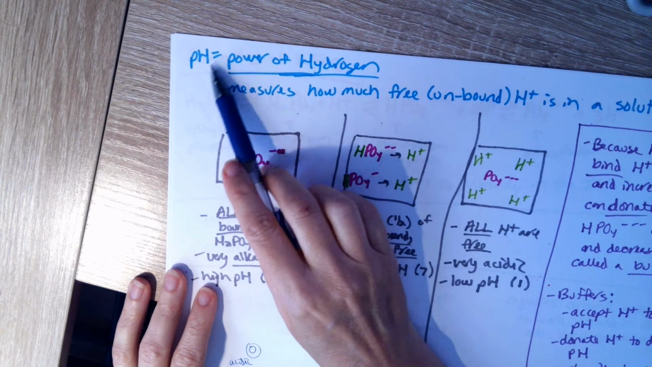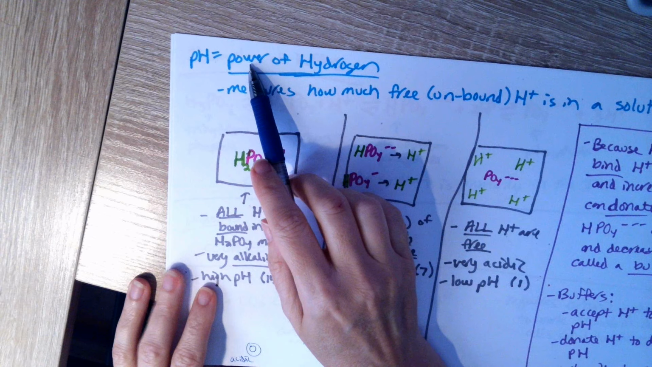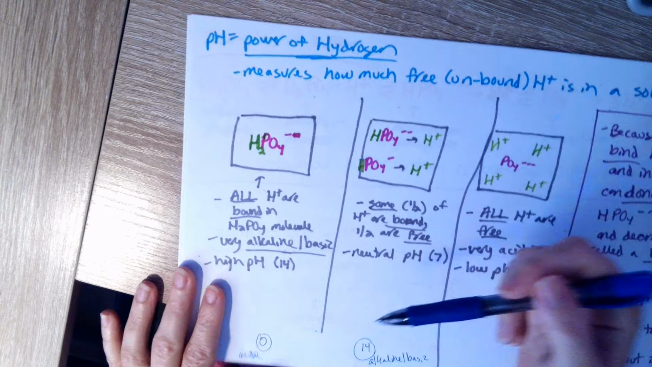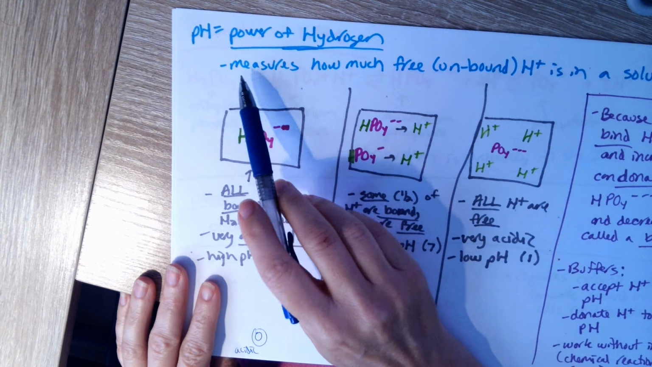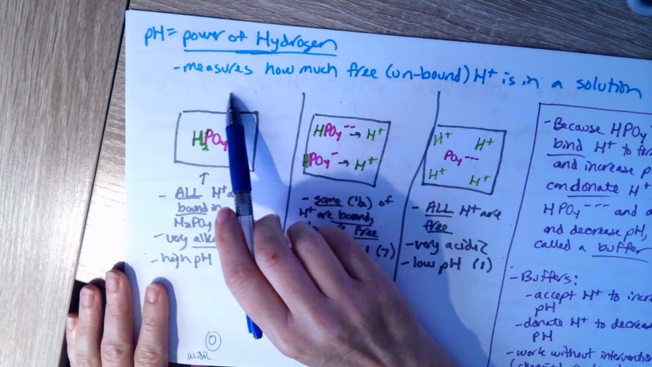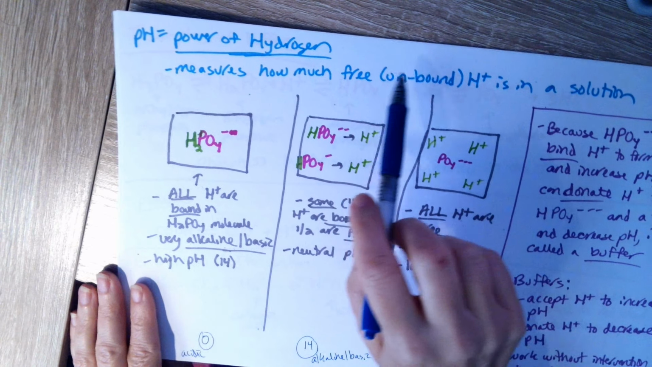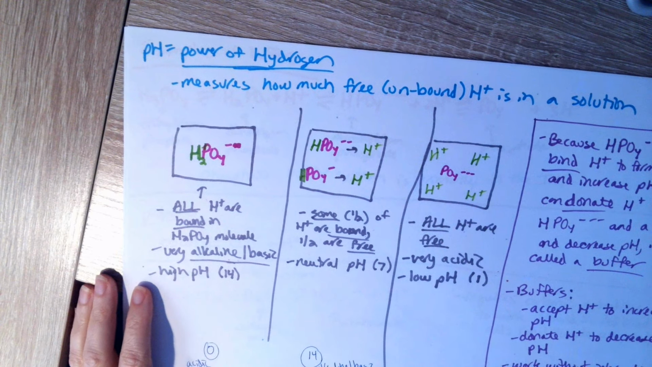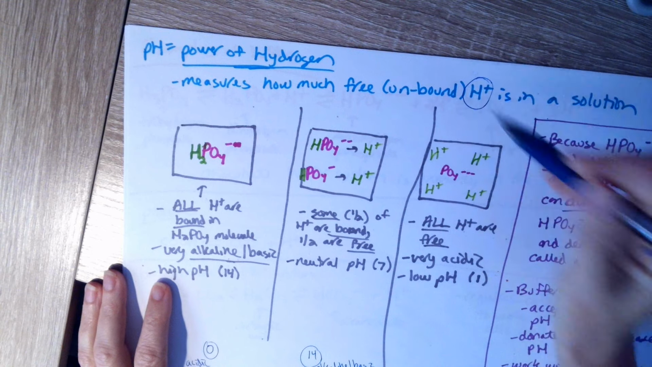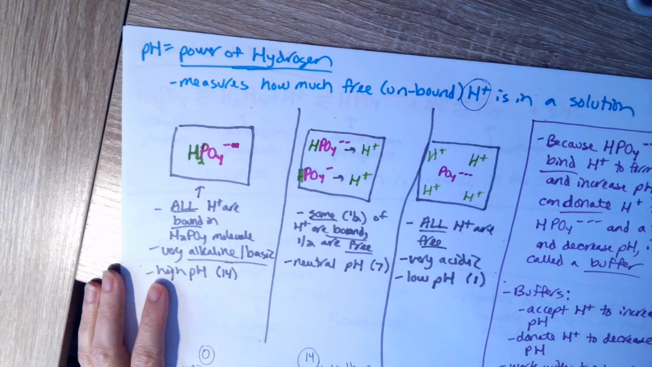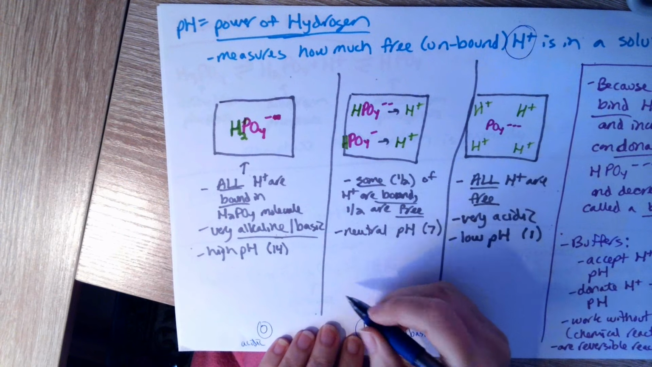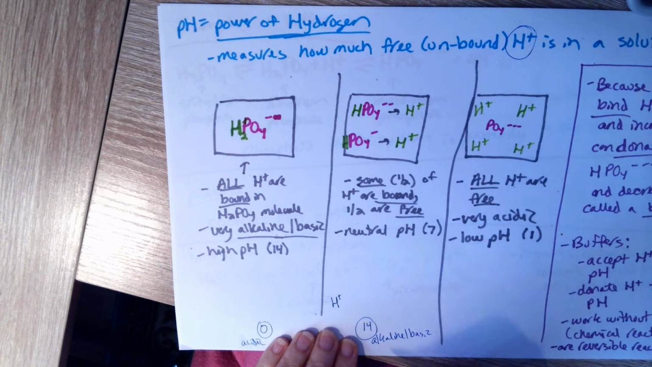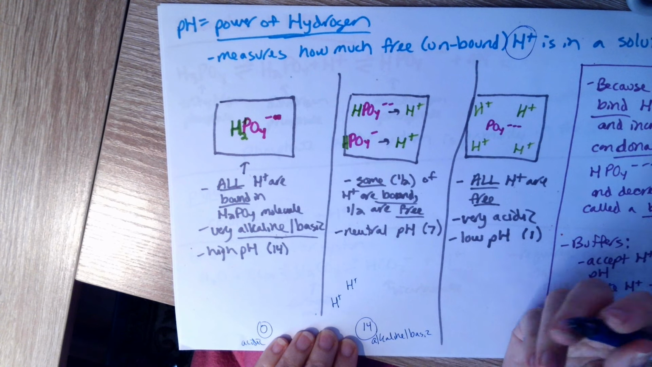So it's a logarithmic scale, which means that if you play with the math, it comes out to the numbers that you would get down here of 0 to 14. But as far as we need to worry about it, it's really simply how much free hydrogen you have in a solution. And in this case, the solution would be, say, your blood or your interstitial fluid. This unbound hydrogen, this free hydrogen, means it's not part of another molecule. So, for example, down here we have just a bunch of free hydrogens floating around. That would be very acidic.